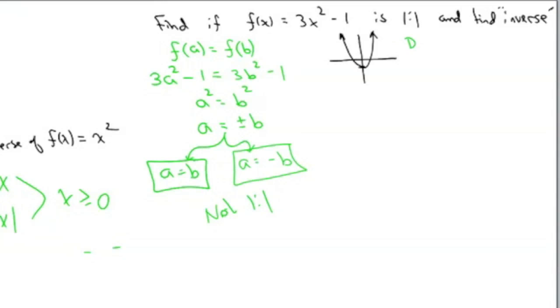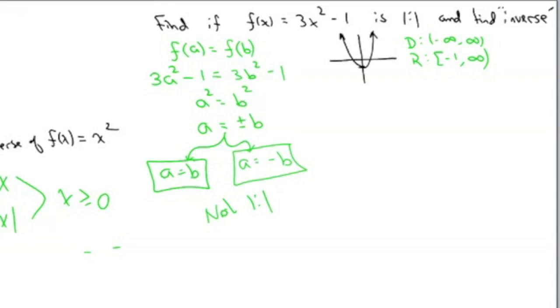What is the domain of this graph? Negative infinity to positive infinity. What's the range of this graph? Negative 1 to positive infinity. Alright, if we're going to do an inverse, the domain and range have to flip. The problem with this is it's not a one-to-one function, so I have a choice.